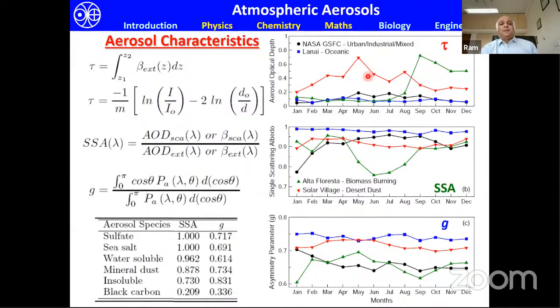If you look at the single scattering albedo, when the region has a mixed influence, such as the urban region, which has a lot of sulfate, black carbon, etc., the single scattering albedo is lower than 1. And when you look at the asymmetry parameter, you can see that the oceanic region has the highest G value when compared to the urban or biomass burning regions. Typically, the particles there are in the fine mode, so the asymmetry parameters are also small.